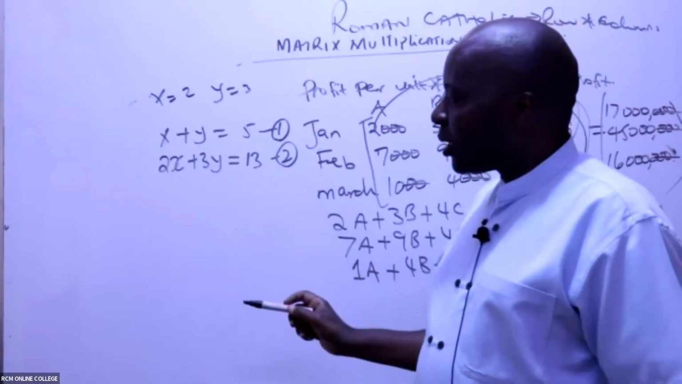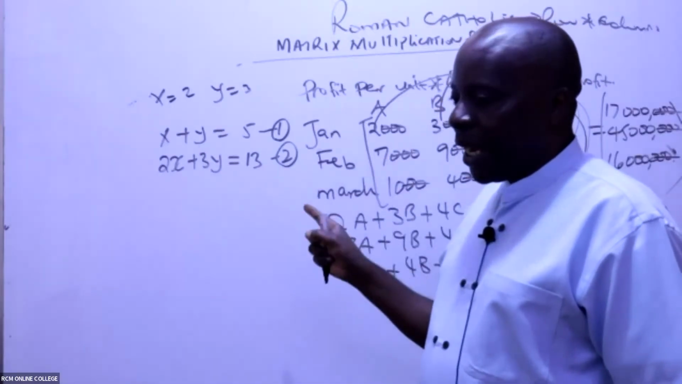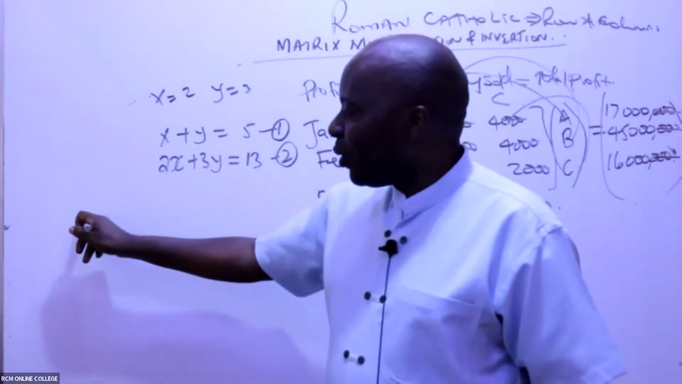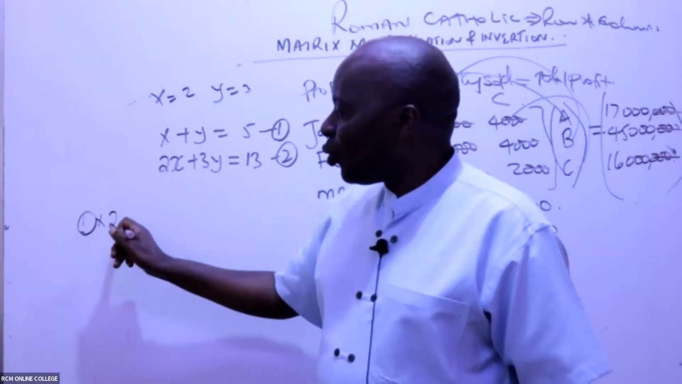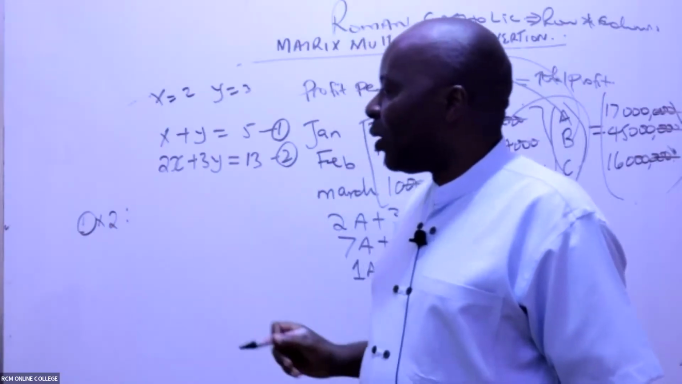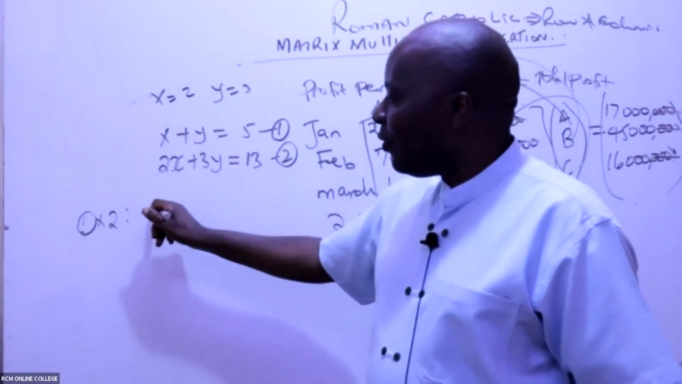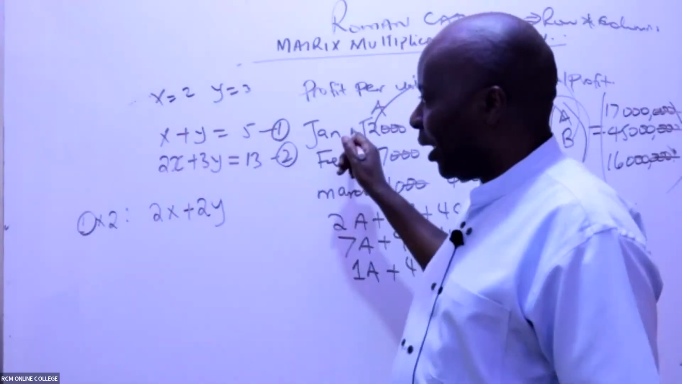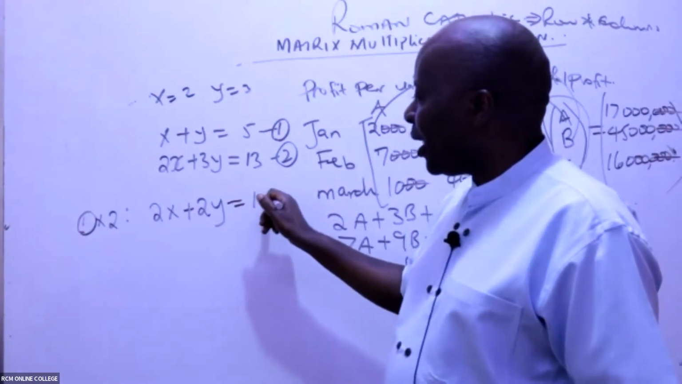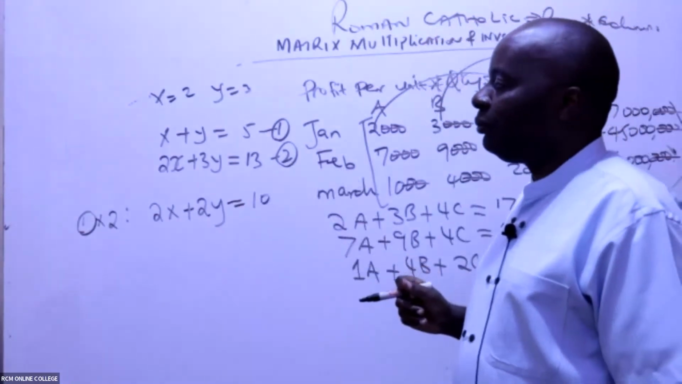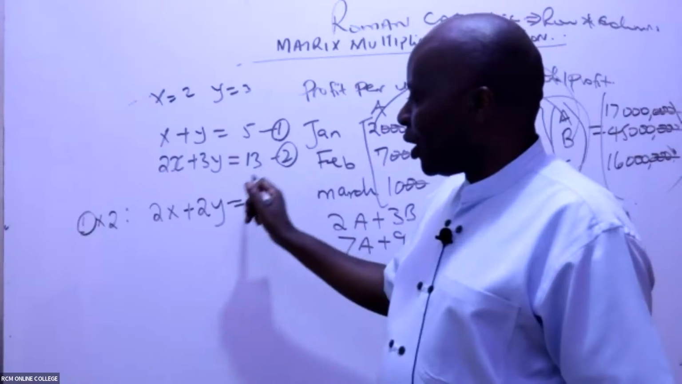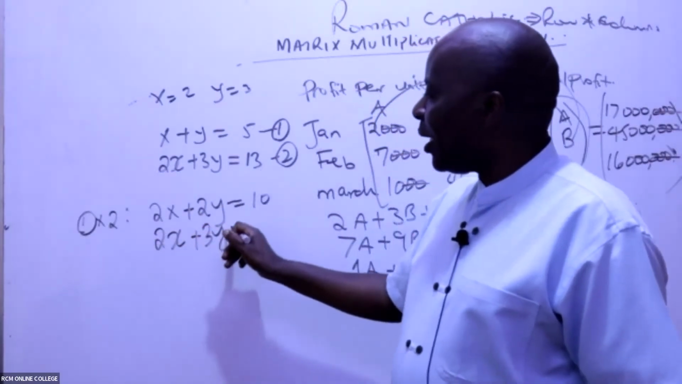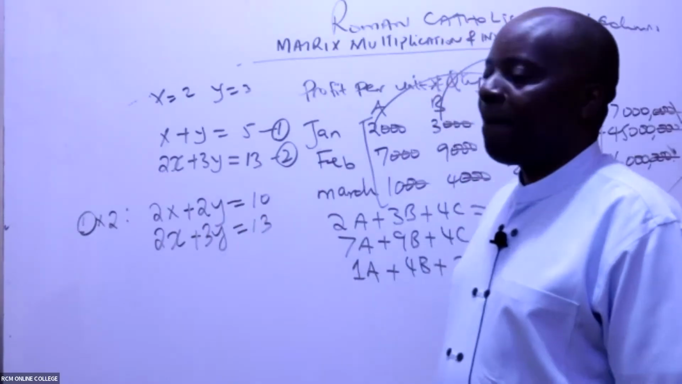So in short, go and multiply equation 1 by 2 throughout. So we have here equation number 1 multiplied by 2 throughout. How do we go about this? We will have 2x plus 2y, everything multiplied by 2. So 5 times 2 is 10. And then, of course, we write equation number 2 the same way it is: 2x plus 3y equals 13.